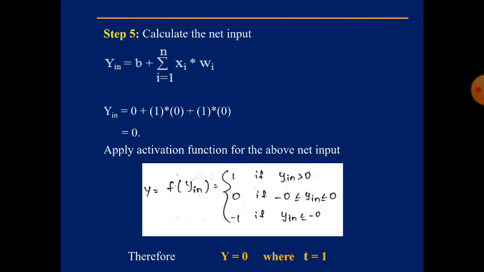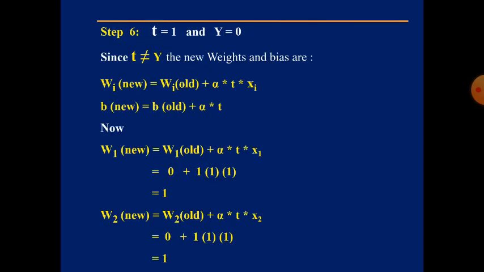That's why we are supposed to update the weights and bias. The expected output t is 1, the observed output y is 0. Since t is not equal to y, we have to update the weights and bias. What is the formula? New weight equals old weight plus alpha into t into xi, where alpha is the learning rate, t is the target output, xi is the input. To update the bias b, new bias equals old bias plus alpha into t.